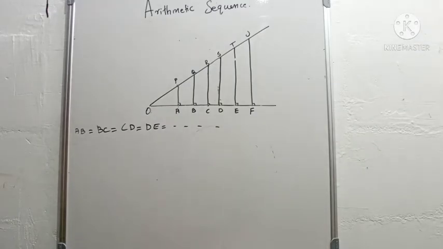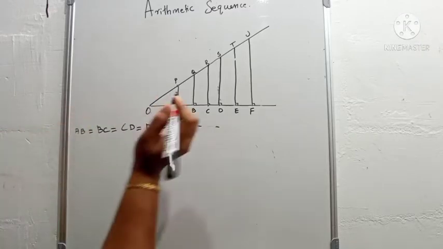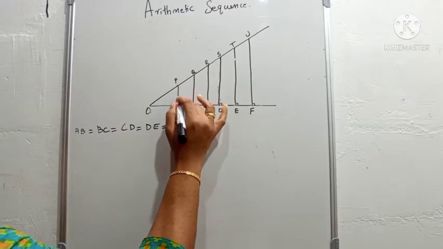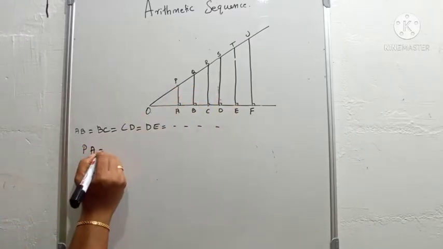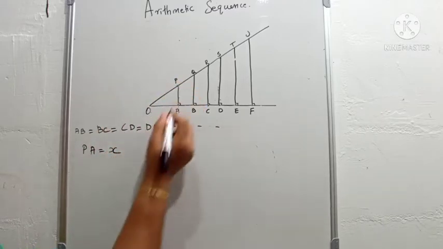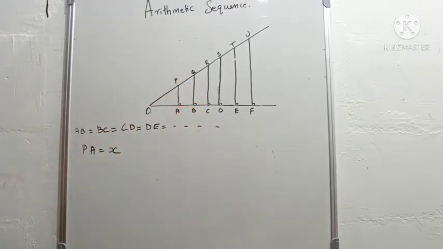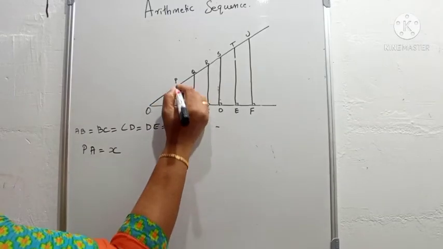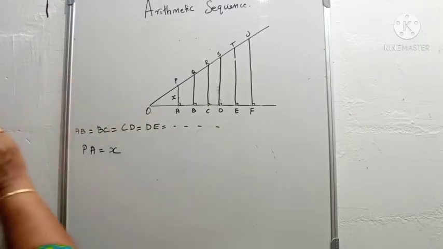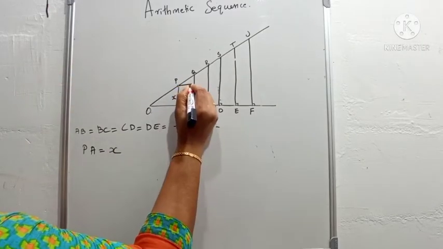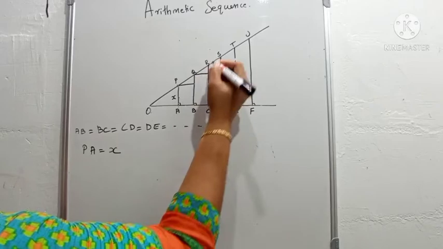We know this picture from 9th standard. Do you remember? Okay, let us listen. First, I am going to give this length PA as X. Okay, this length is X. PA's length is X. Now, I am going to draw like this.